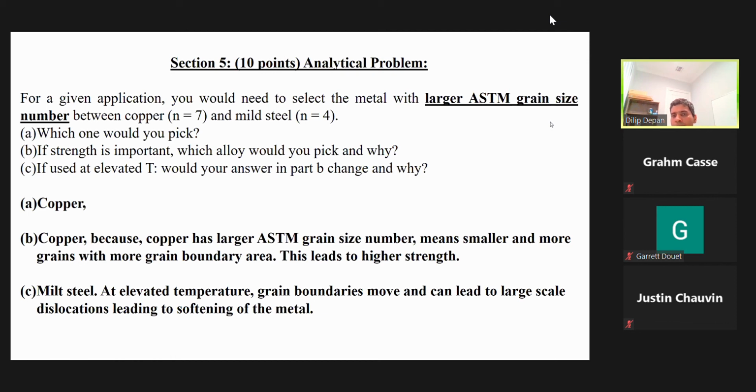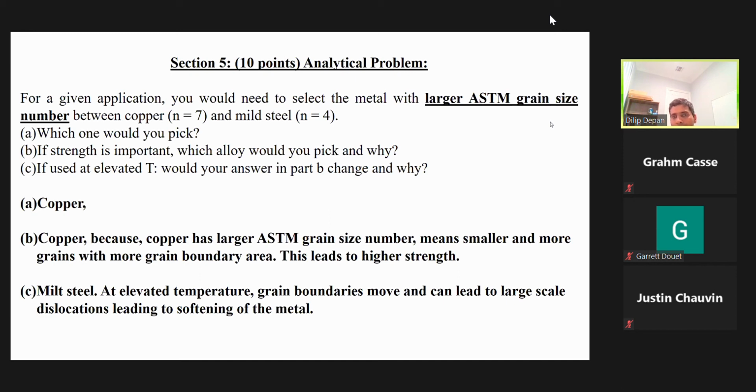More grain boundaries will restrict or prevent large scale deformation, thereby increasing the strength of your material. Then if used at elevated temperature, would your answer in part B change, and why? Yes, because we know that at higher temperatures, grain boundaries become soft. At higher temperature, grain boundaries become soft, and then the grain boundaries start to move.